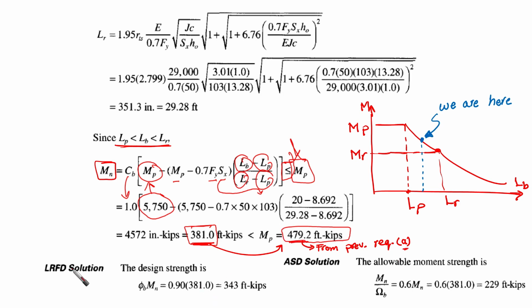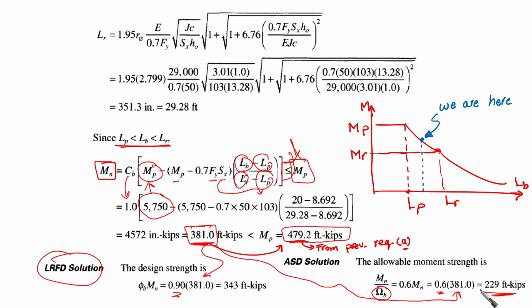Then the design strength for LRFD, multiply this value by 0.9. And for ASD, multiply the same nominal moment here by 0.6, or divide by 1.67. It gives you the allowable moment strength for ASD and the design strength for LRFD, and the design strength for LRFD is given for us here.